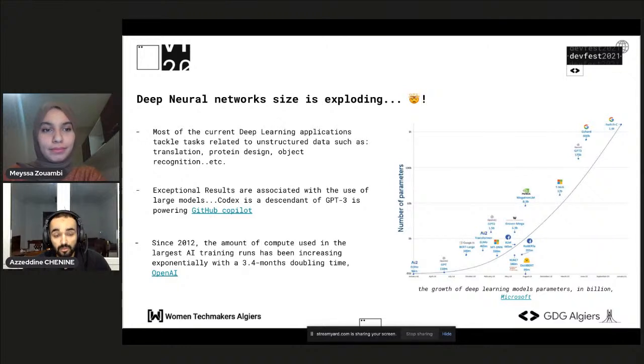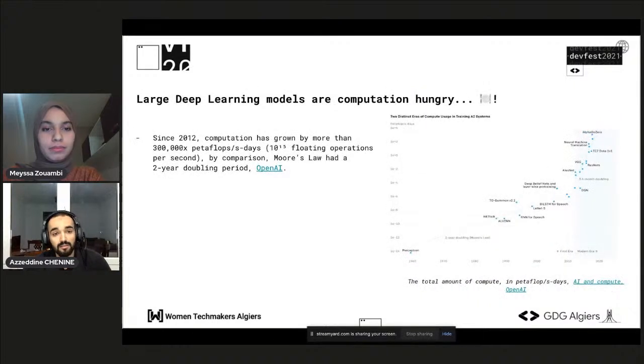And since 2012, scaling your model came with a cost also. The amount of compute needed to train these models is doubling every 3.4 months, based on OpenAI. In fact, this 3.4-month doubling period is surpassing Moore's law.